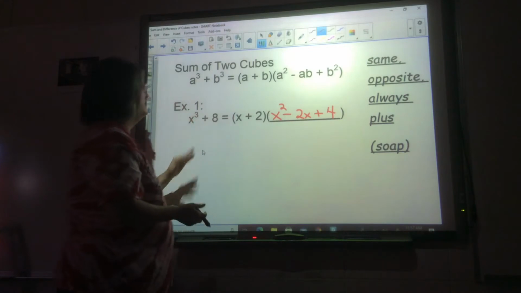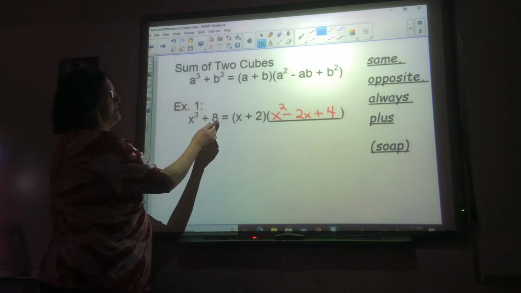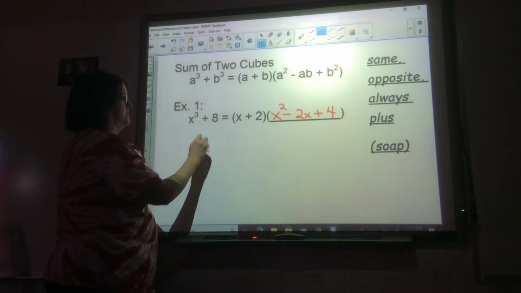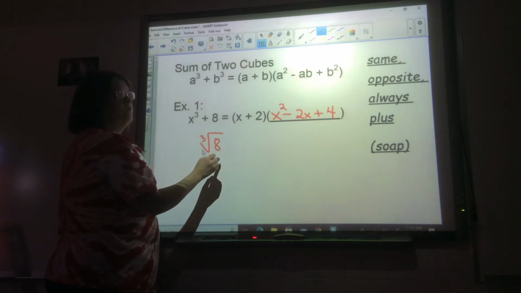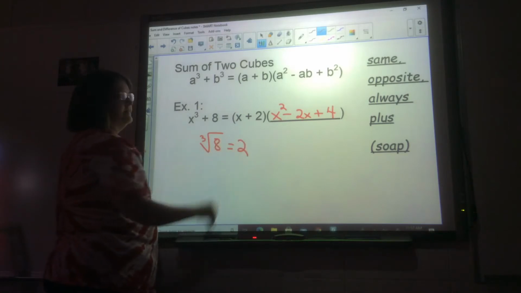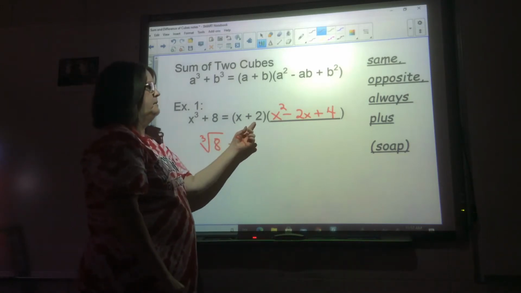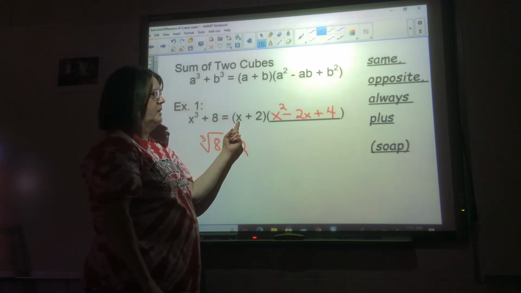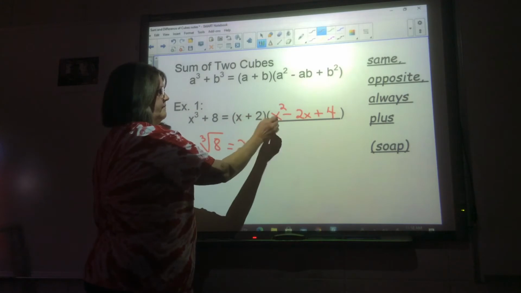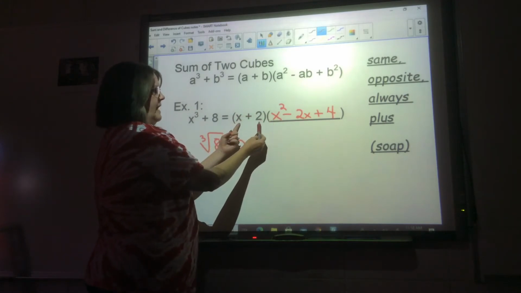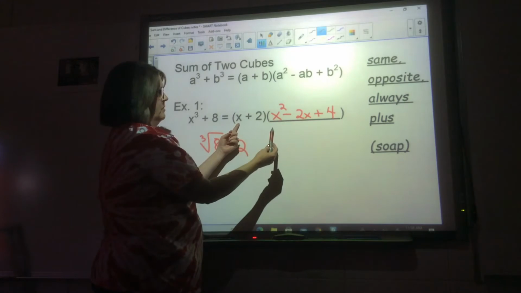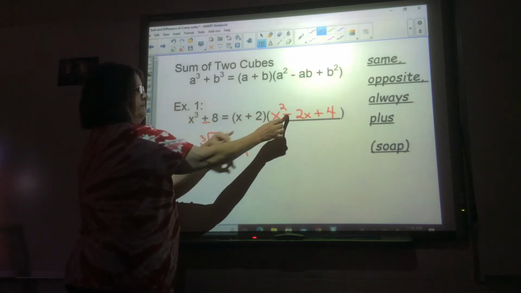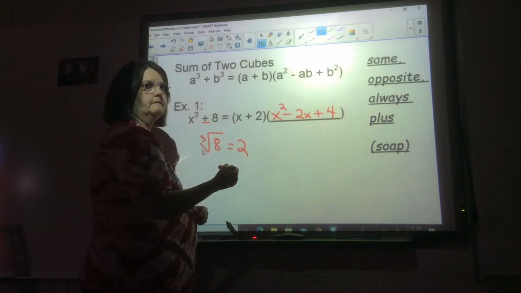So let's take a look at this problem. x cubed plus 8. The cube root of x cubed is x. The cube root of 8, and if you don't know it, put it in your calculator, is 2. So I have x plus 2. Now I take this one and I square it, so x squared goes here. Then I multiply the 2: 2 times x goes in the middle. Then 2 squared is 4. So it's the same sign, opposite sign, always plus.